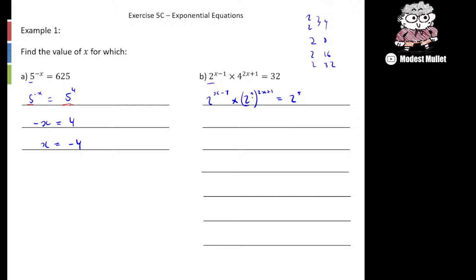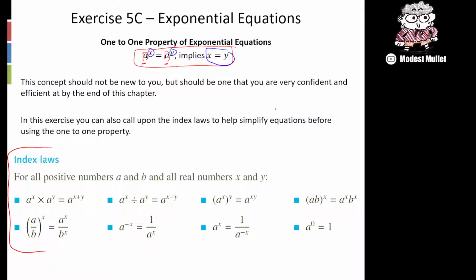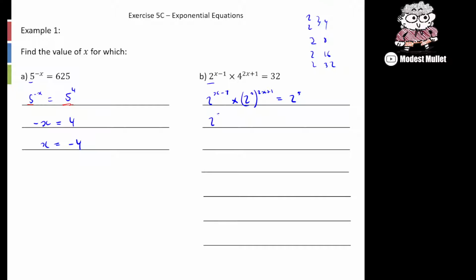Now with this 2 squared, all to the power of 2x plus 1, if we go back and look at this index law here, we can multiply those through, so we now get 2 to the x minus 1 times by 2 to the power of, multiply that 2 by all of those terms, so we're going to get 4x plus 2, is equal to 2 to the power of 5.